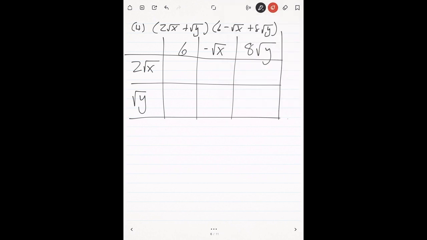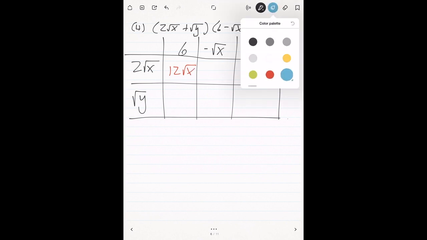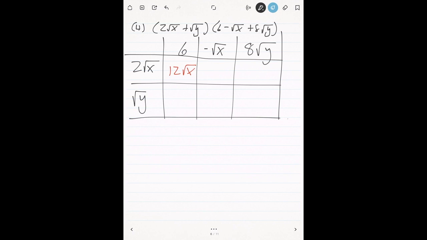Let's take 6 times 2 root x. That's going to give us 12 root x. Okay, now let's move to the next part where we have 2 root x times negative root x. Let's see, 2 and negative makes negative 2, and root x times root x is root x squared. Again, I'm going to hold off on simplifying for just a minute.